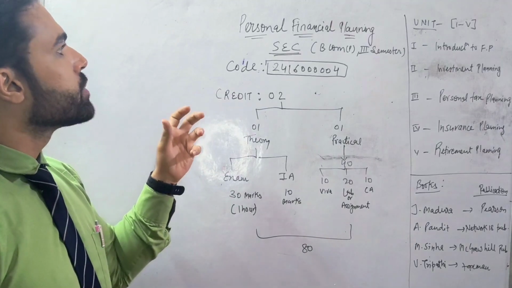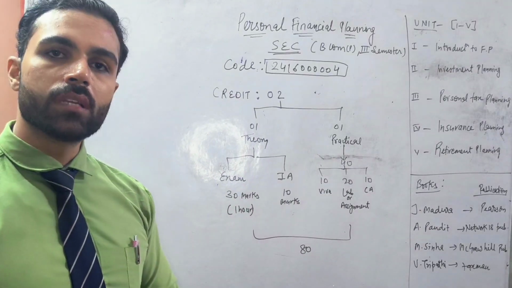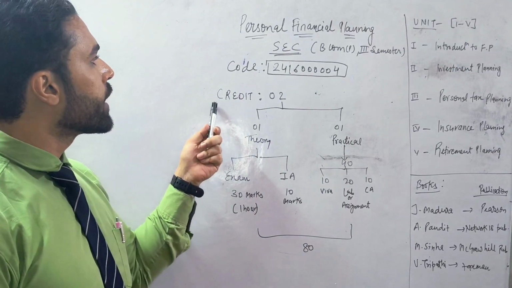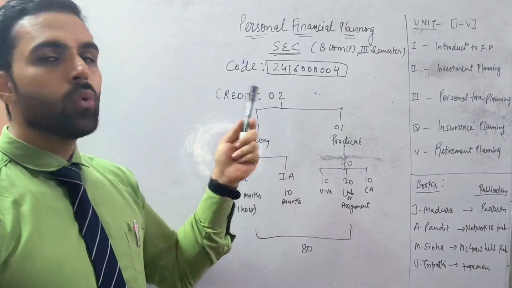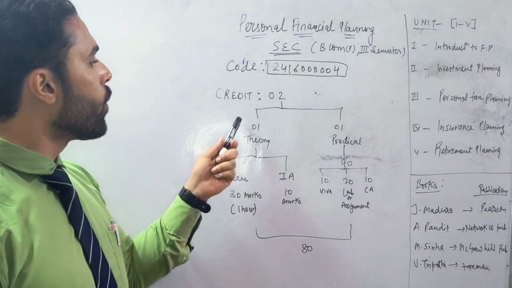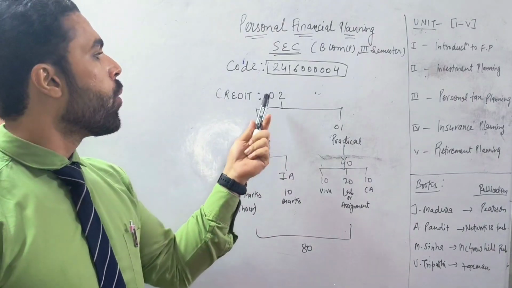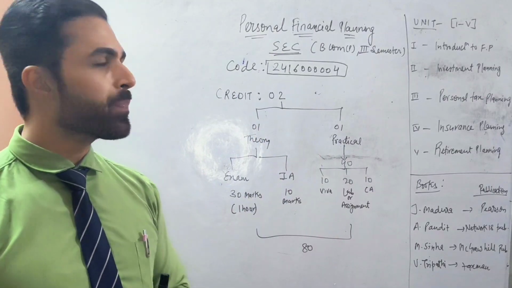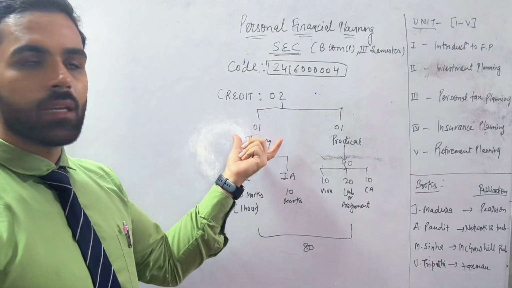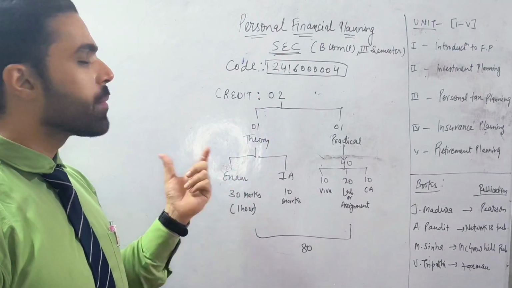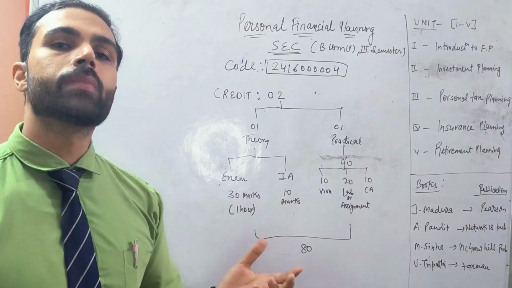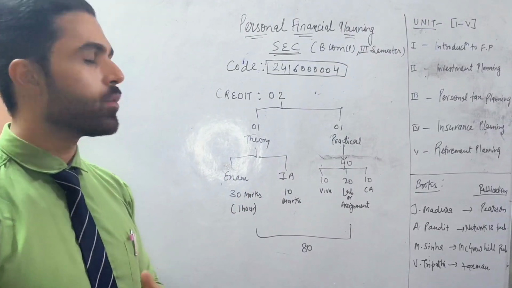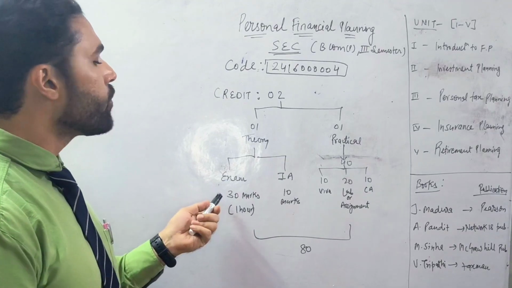Let's start with the paper verification by Delhi University. If we talk about the credit allocation to this particular SEC paper, we have 2 credit points, where one is for your theory exam and one is for your practical. For the theory examination, first we have the exam which you will give at your respective center in your college, which will be of 30 marks.